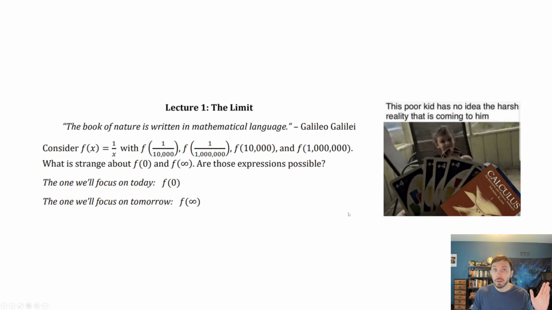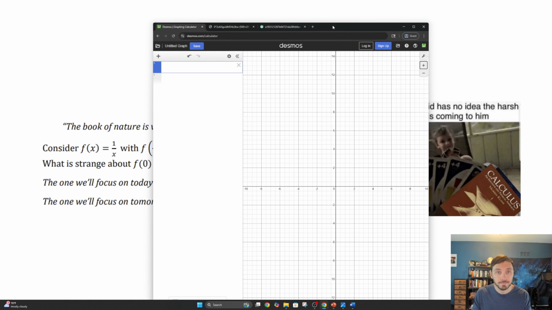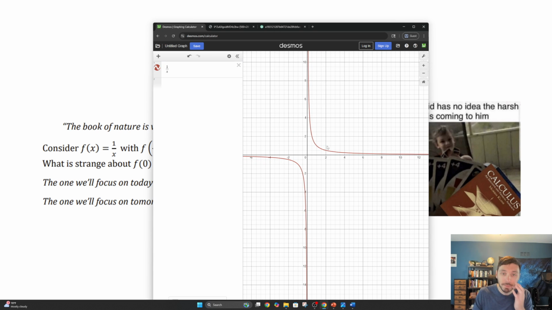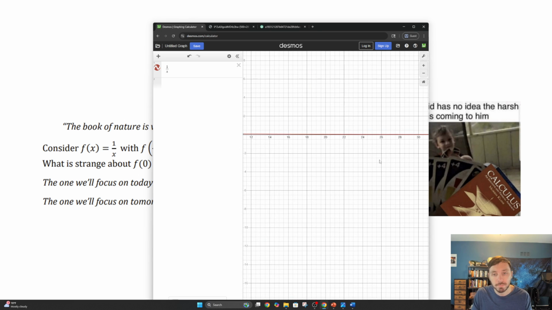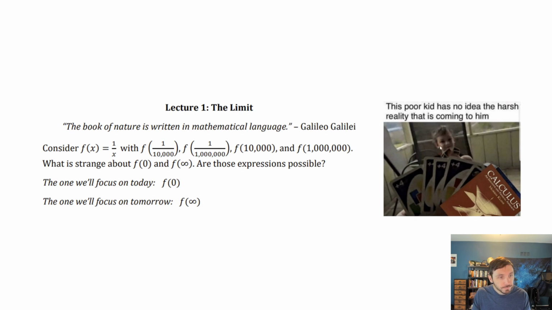All right, consider 1 over x. It looks like this. Not like that, like this. Something funky happens at 0, and something funky happens if you go big. For now, that's all we need. If you want to play around with the idea of what f of 0 might be, and what f of infinity might be, neither of these things are actually things.